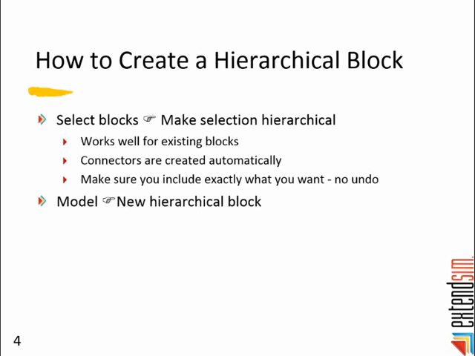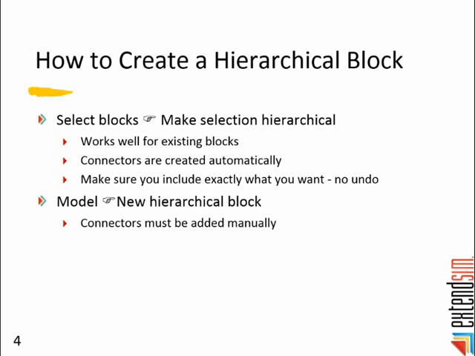If you're using the select blocks and then make selection hierarchical, this works well if you already have a section of the model that you want to turn into hierarchy, and that's typically the case. The connectors are created automatically for you, and one warning here is make sure you include exactly what you want, because there's no undo for this. So once you've said make selection hierarchical, if you didn't get that block or that connector either inside or outside of the hierarchical block, then you're going to have to go through a little more effort to readjust the model to make that come out right. Or one thing I recommend is just save the model, and then if you don't get what you want, you can always revert the model very quickly.